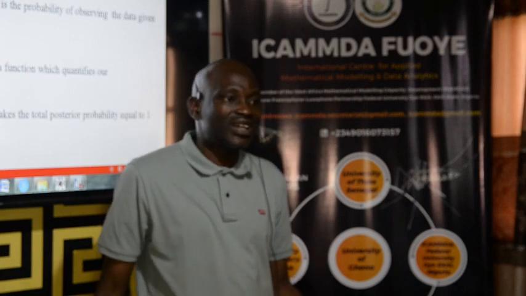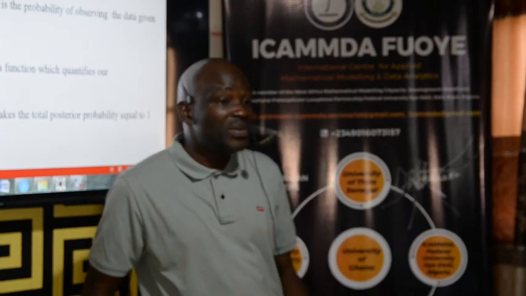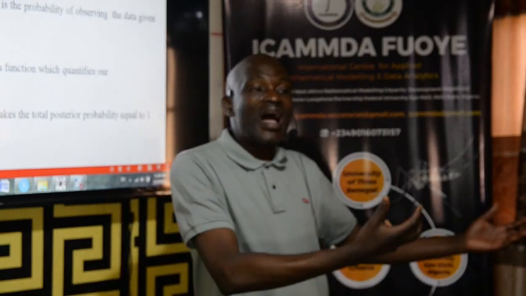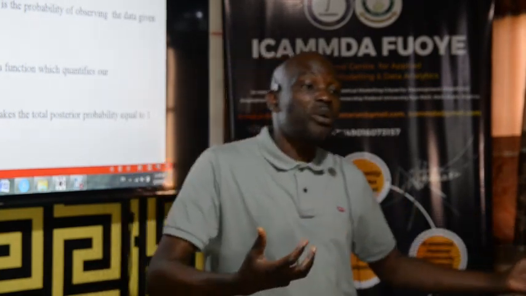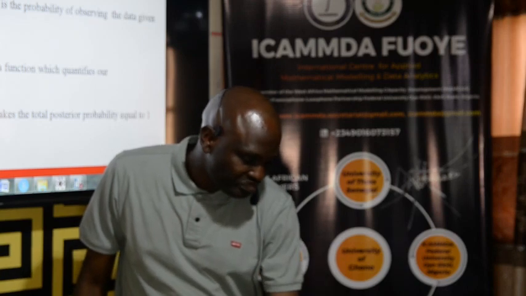Probability of data given your hypothesis or given your parameter, depending on which one you are testing. Then the probability of H stands for the prior probability. That is the information you have before observing your data. Then the probability of data. This is the normalizing constant that makes the total probability equal to 1.